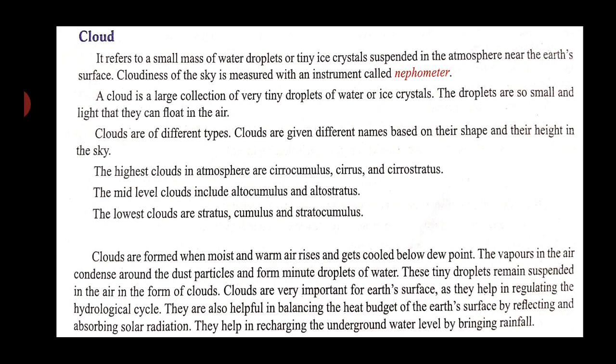Now, different types of clouds. What are clouds? We have understood: tiny and light droplets of water or ice crystals. Now clouds are of different types. Based on the types, they are given different names. Three levels are there: highest cloud levels, mid level, and lowest cloud levels.